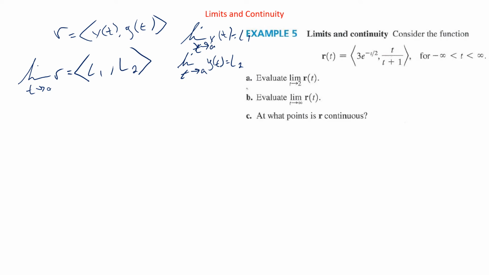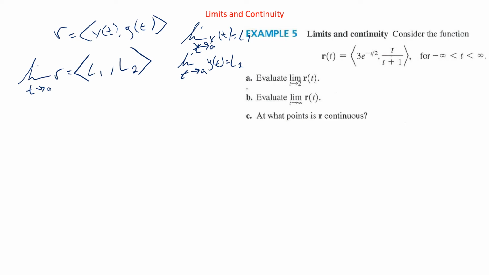So let's look at an example. We have r of t equals 3e to the negative t over 2, and then t over t plus 1. We're going to find the limit as t goes to 2, the limit as t goes to infinity, and then see where r is continuous.